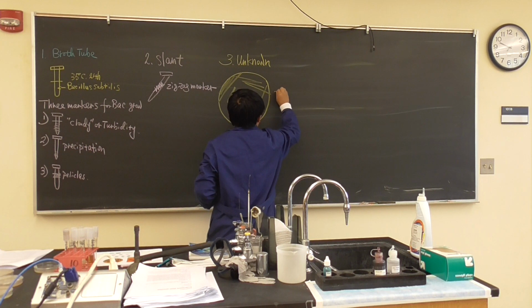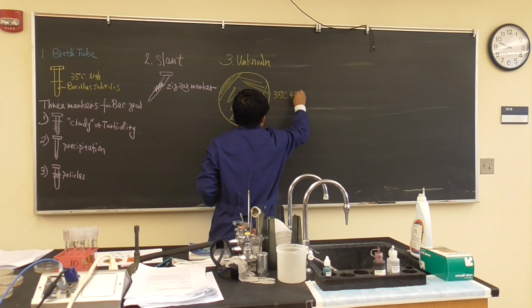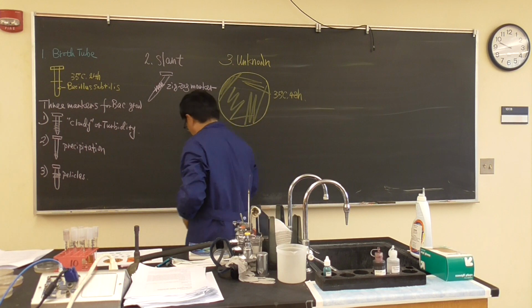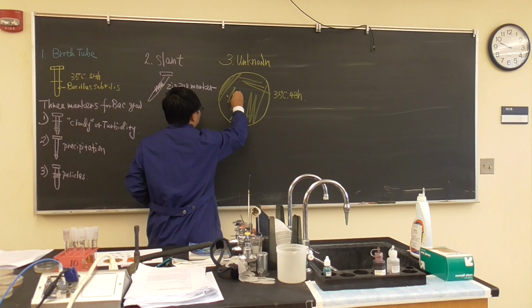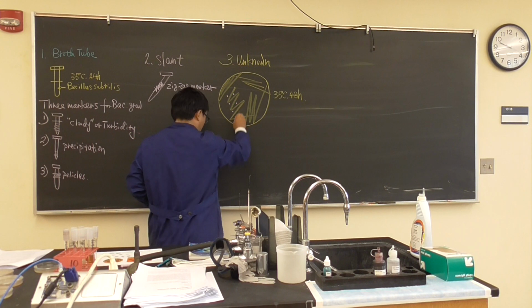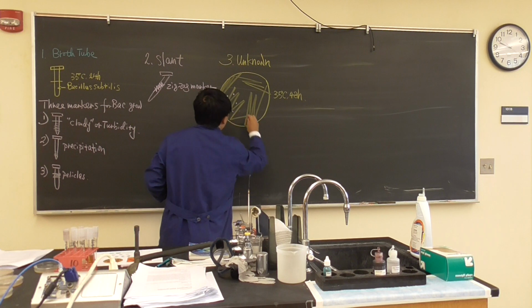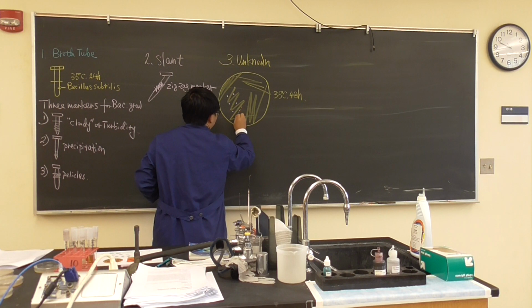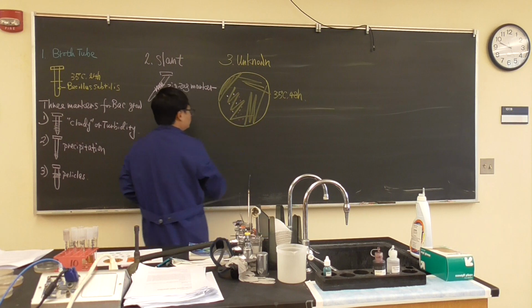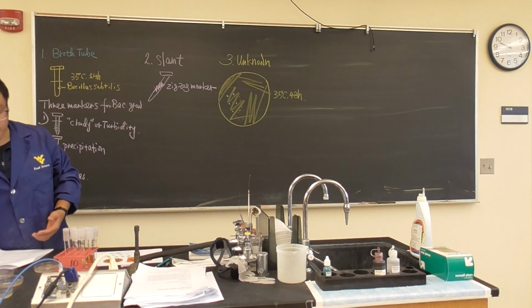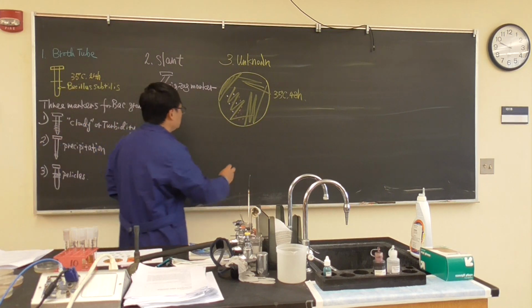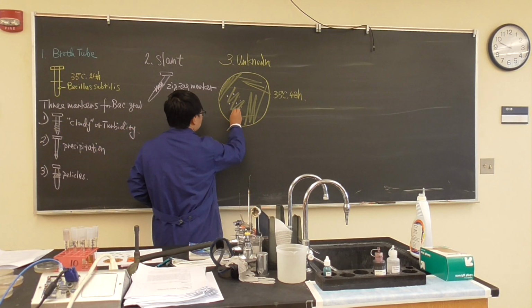We incubate at 35 degrees Celsius for 48 hours, and you will see 2 different colonies. One of them is very red. First of all, what we're going to do is colony morphology description.